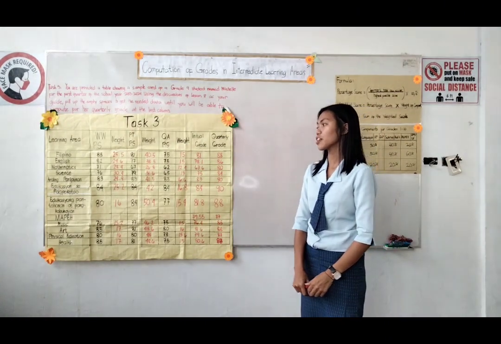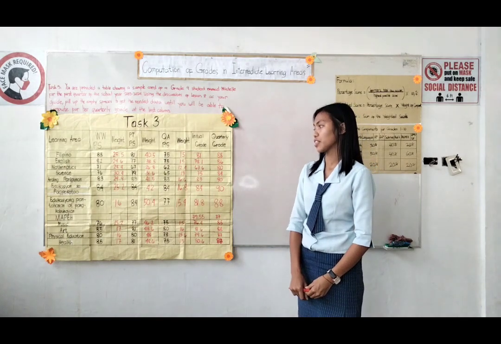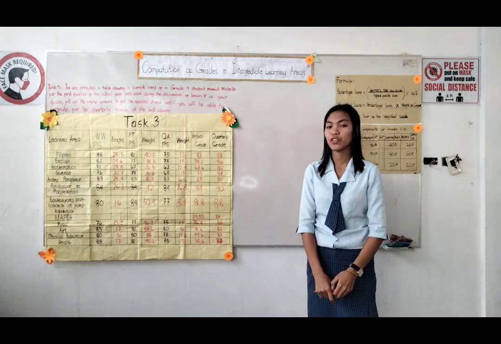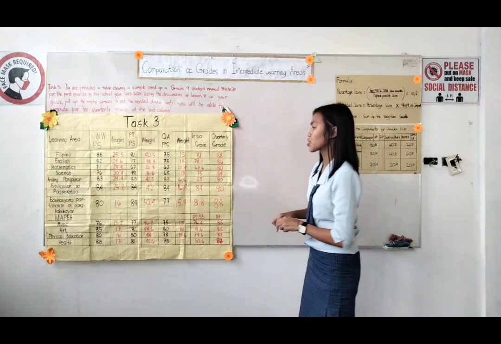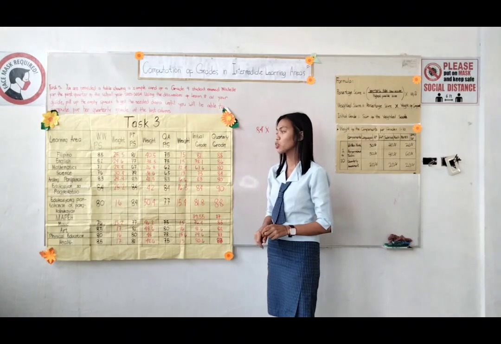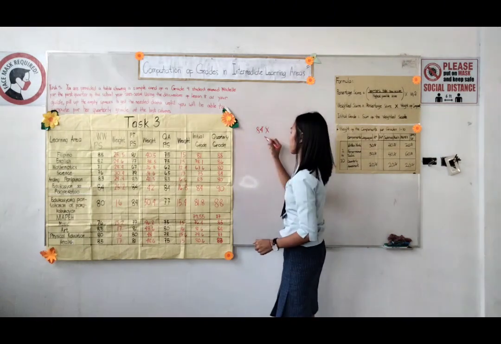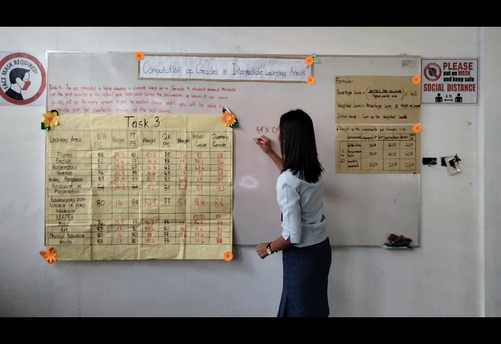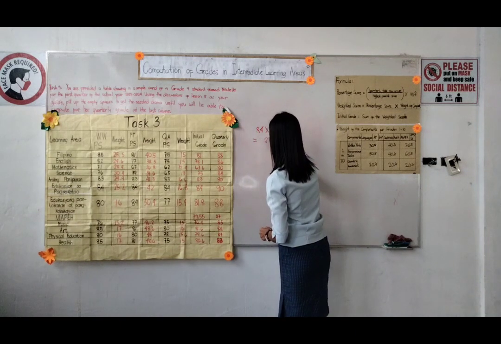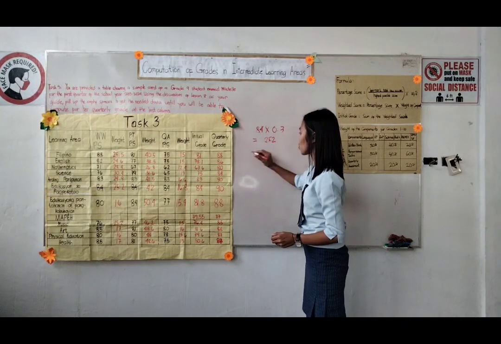So next learning area is Edukasyon sa Pagpapakatao. The given written work is 84. In order to get the weighted score, we need to use the formula of percentage times weight of component. So 84 times the weight of components in written work in Edukasyon sa Pagpapakatao, which is 30%. So 84 times 0.3 is equal to 25.2. So the weighted score in written work is 25.2.